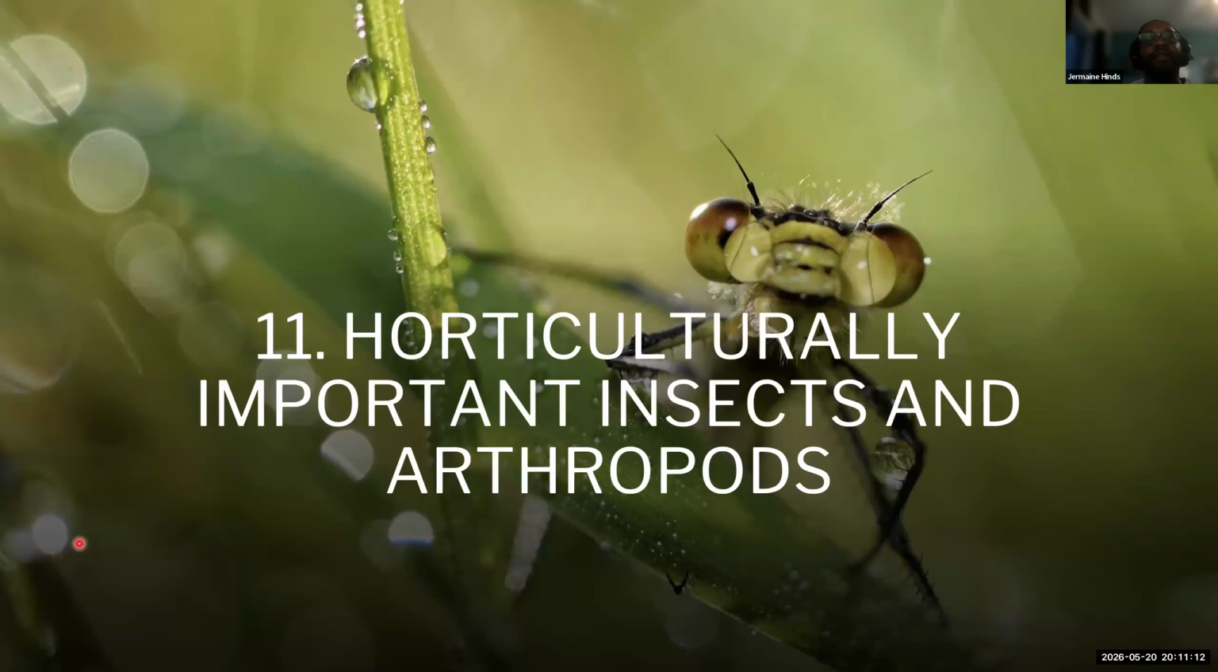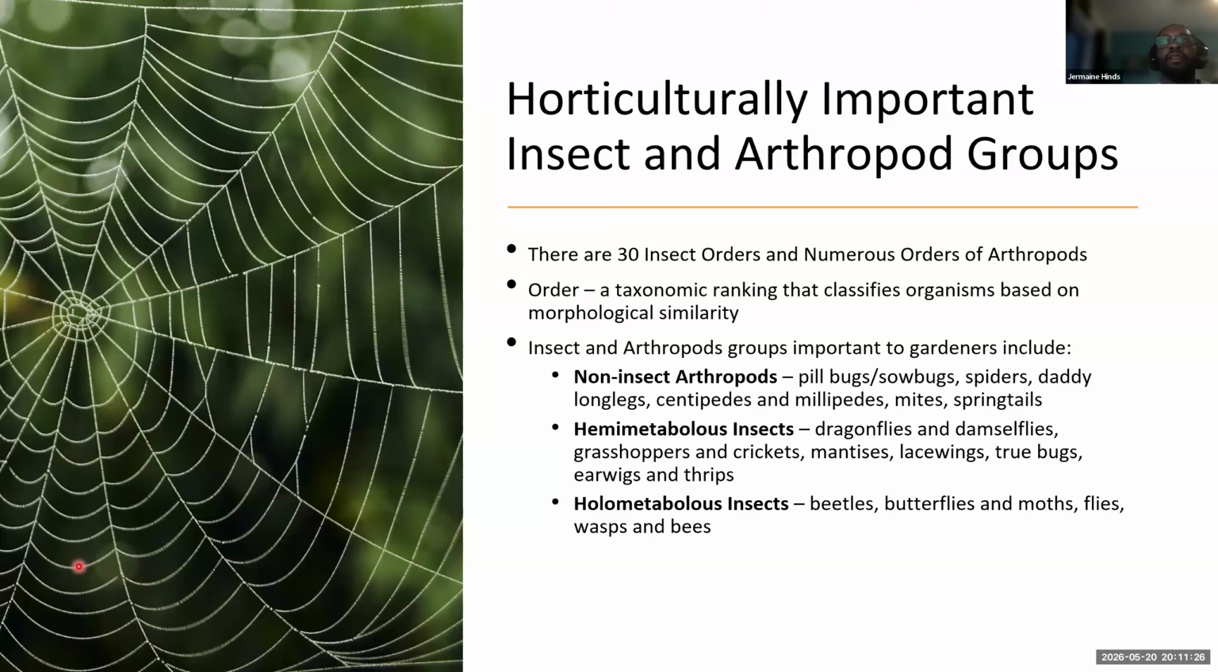All right, welcome back, everybody. So for the last part of the class, we'll talk about horticulturally important insects and arthropods. I'll give you a really simple way to identify many of the different orders of insects and arthropods that you're going to see. There are over 30 insect orders and many orders of arthropods. By order, I mean a taxonomic ranking that classifies organisms based on morphological similarity. That's a mouthful, but morphological similarity just means what does it look like? So it's physical characteristics: body plan, and major identifying characteristics for the body plan.